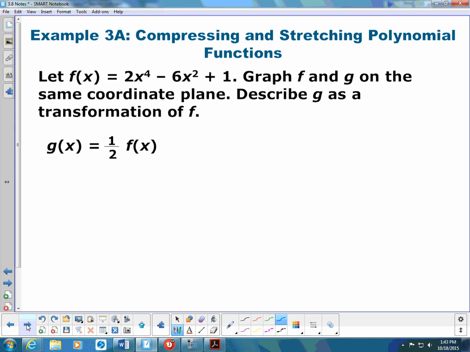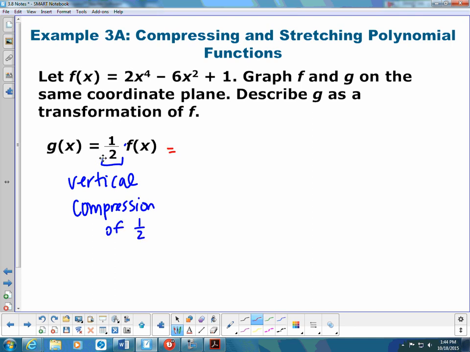Well, we know that g of x is found by taking 1/2 out front multiplied by f of x. Again, anytime we have a constant multiplied out front, we're going to consider this a vertical change. And since it is a fraction, it is 1/2, which is less than 1, we'll call this a vertical compression of 1/2. So we want to see what would the rule for g be.